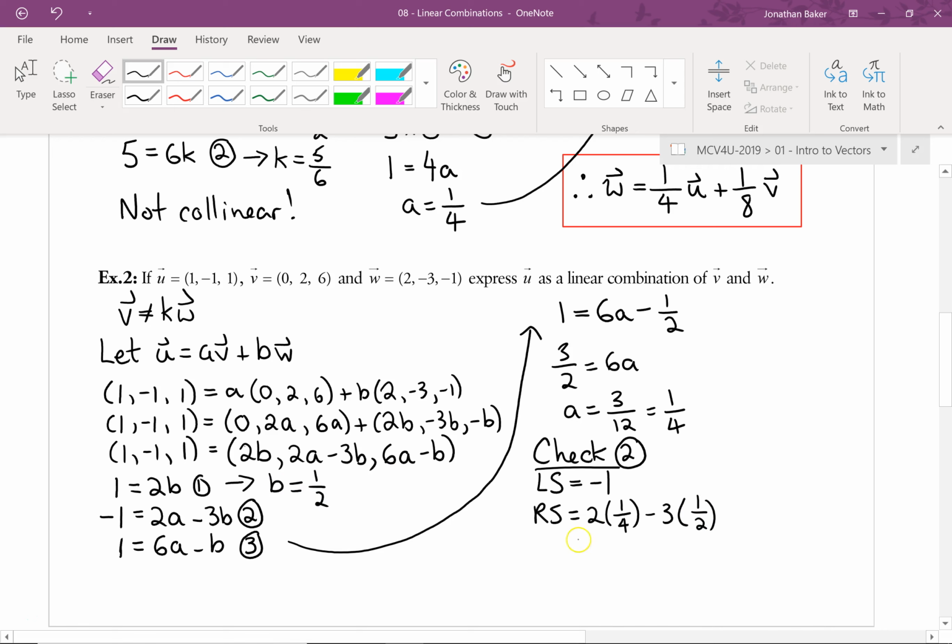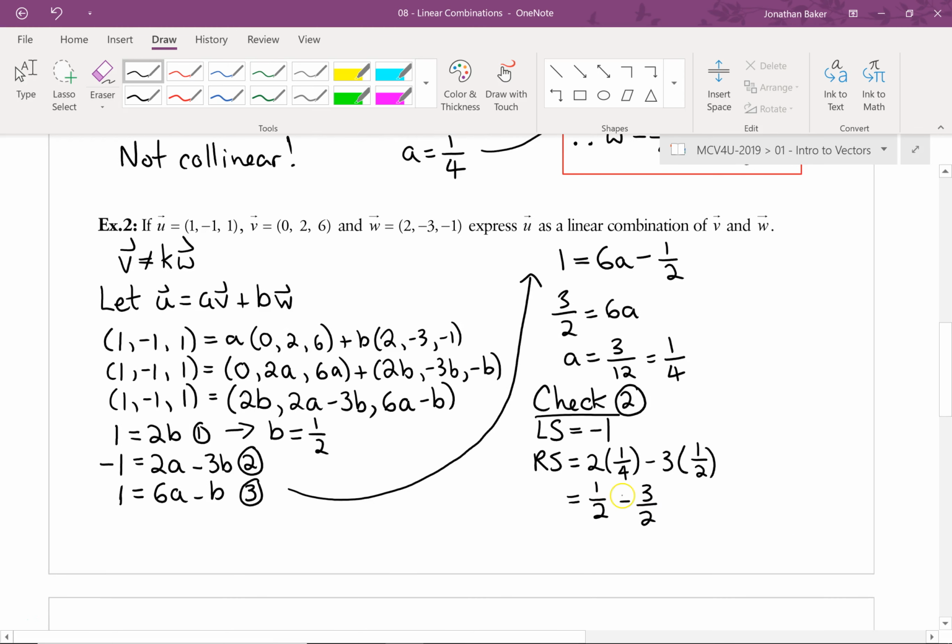Okay. And so what we're going to get is, well, 2 times 1/4 is 1/2. And this is minus 3/2. And we have a common denominator already. That's nice. So we can go 1 minus 3. That's -2. So we're going to have -2 over 2, which is equal to -1, which equals the left side.